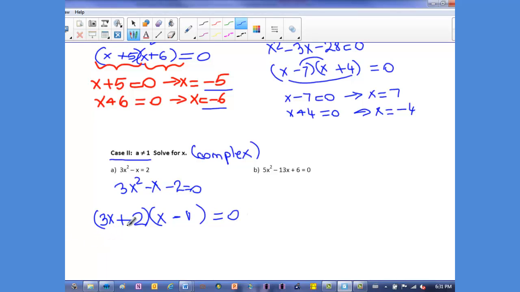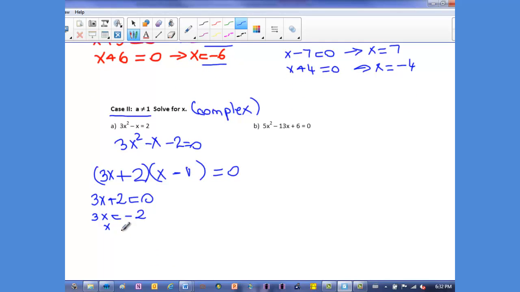By now, I'm hoping that you got the hang of setting each bracket as a linear equation and solving for the variable. So we're going to set 3x plus 2 equal to 0, which means that 3x equals negative 2, or x equals negative 2 over 3.